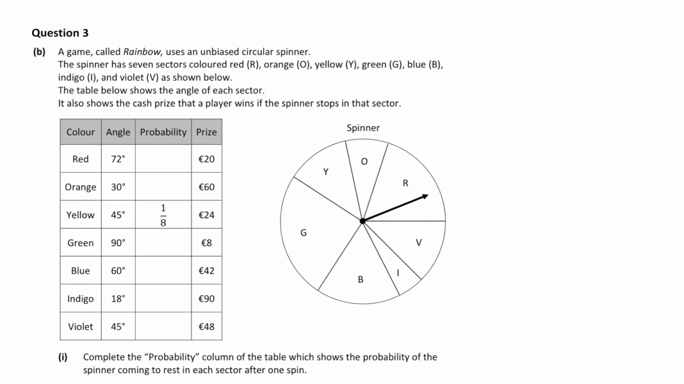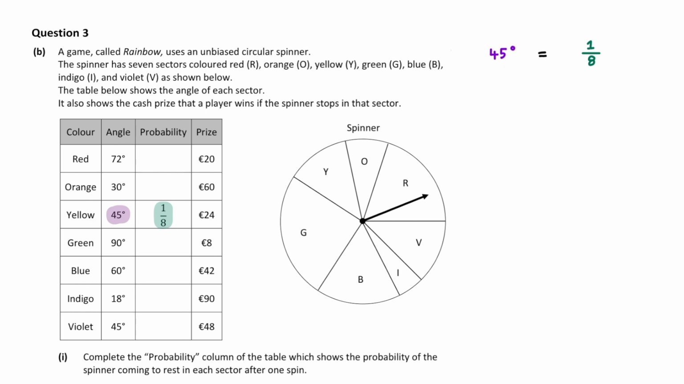In our table, the row with yellow is completely filled in. In particular, we're told that an angle of 45 degrees corresponds to a probability of 1 over 8. We can write this in equation form as 45 degrees is equal to 1 over 8.